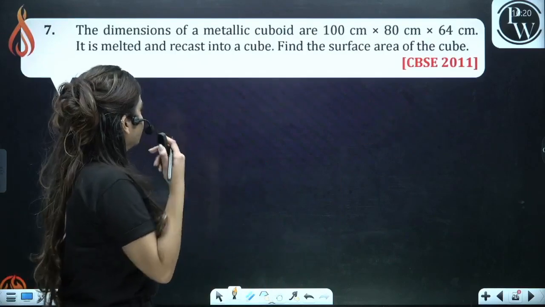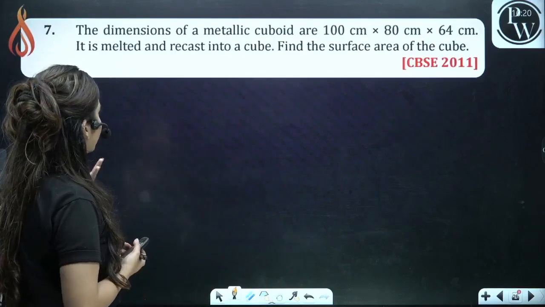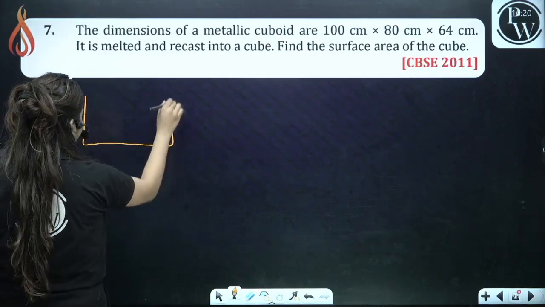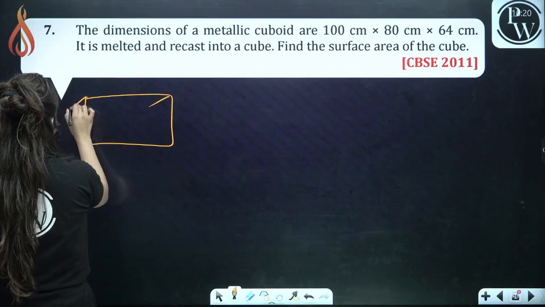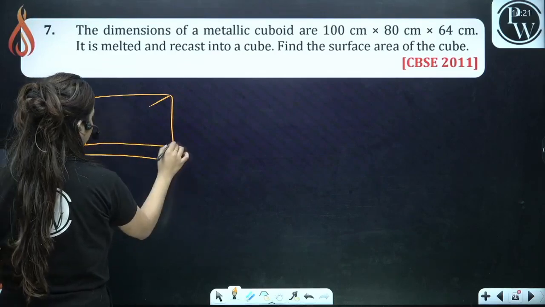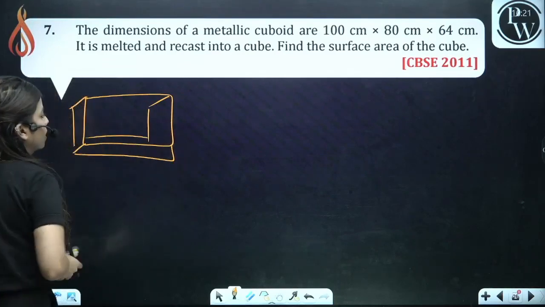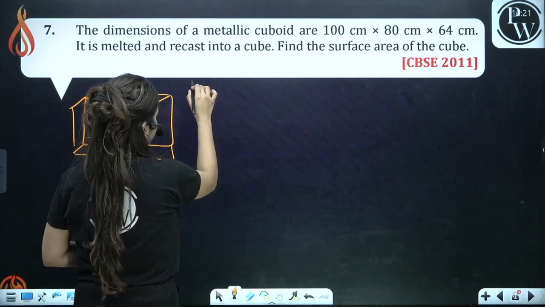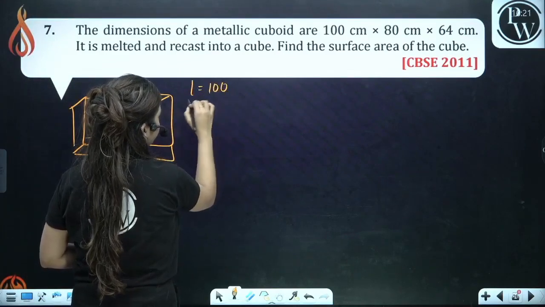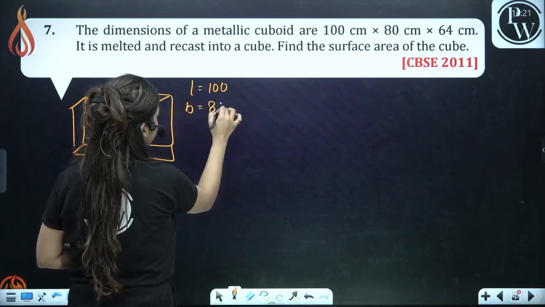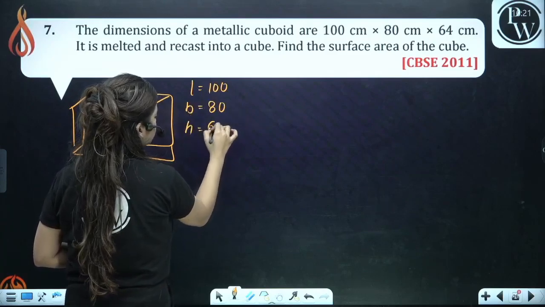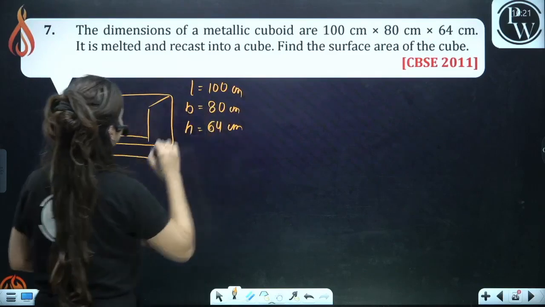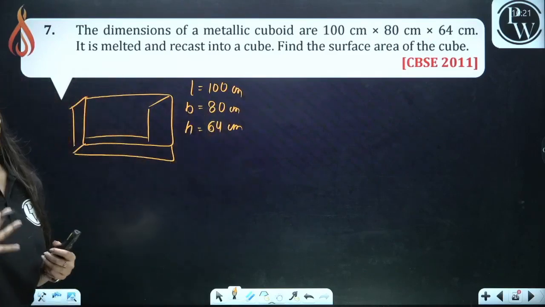Alright, let's move forward to the next question. The dimension of a metallic cuboid. So we have a metallic cuboid, students, and that particular cuboid has dimensions of 100 into 80 into 64. That means length is equal to 100, breadth is equal to 80, and height is equal to 64 centimeter. It is melted and recast.